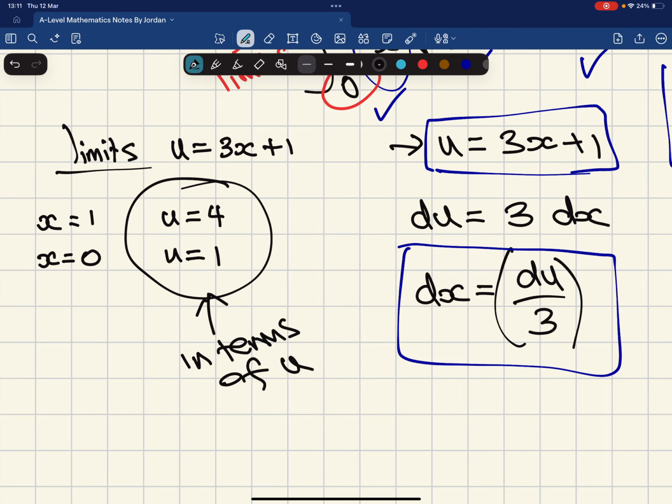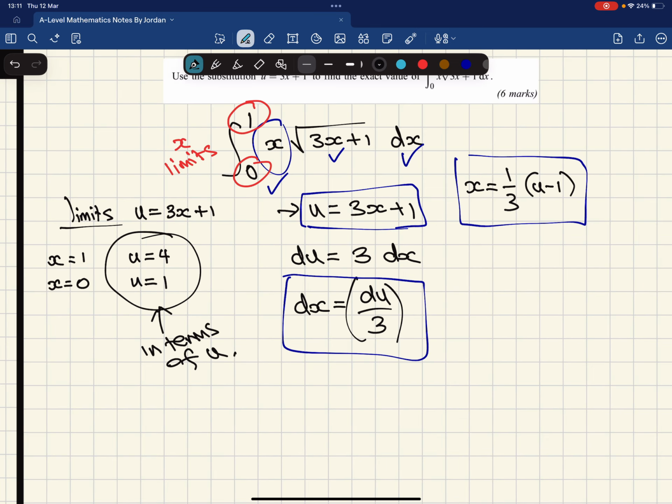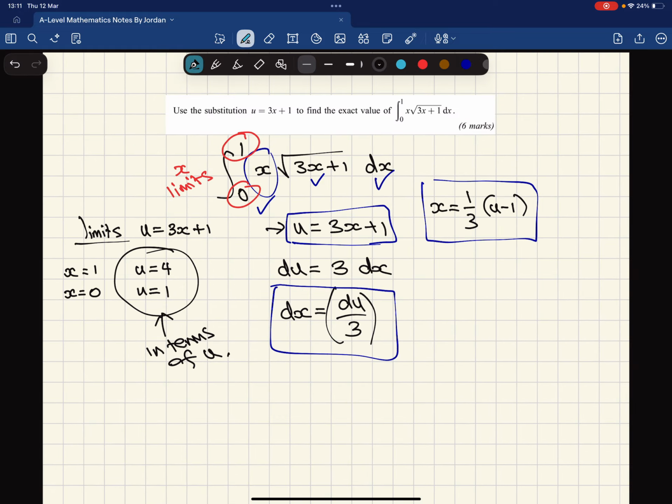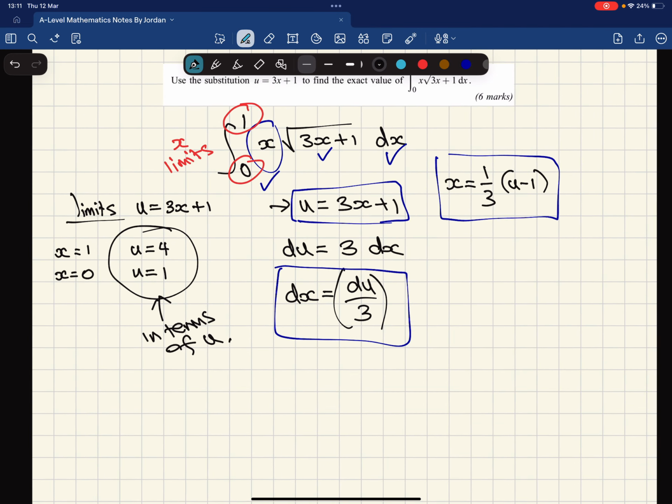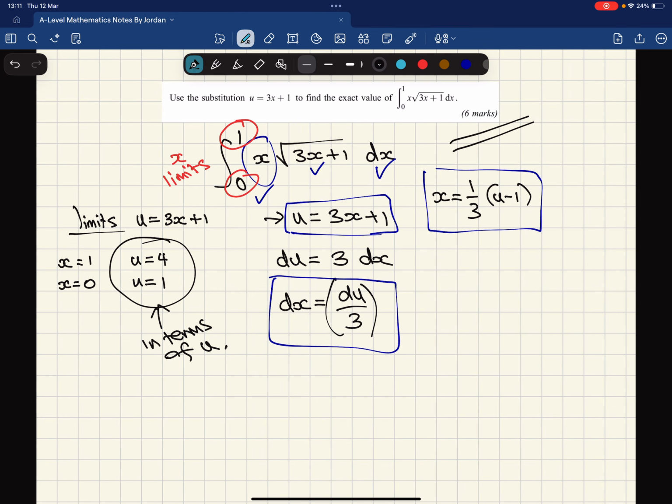Please don't forget that if you have limits, because you will lose a mark. And remember, the limits also need to be subbed into it, so you'll end up with a wrong answer if you don't change the limits. So effectively there's 4 things to worry about here. There's the u, the dx, the x, and the limits. Noticing the marks are going up now.